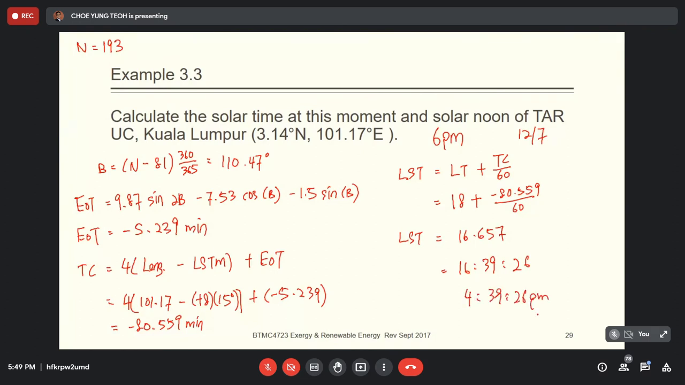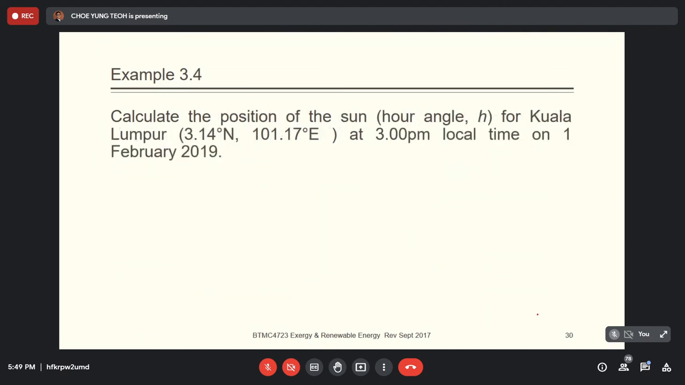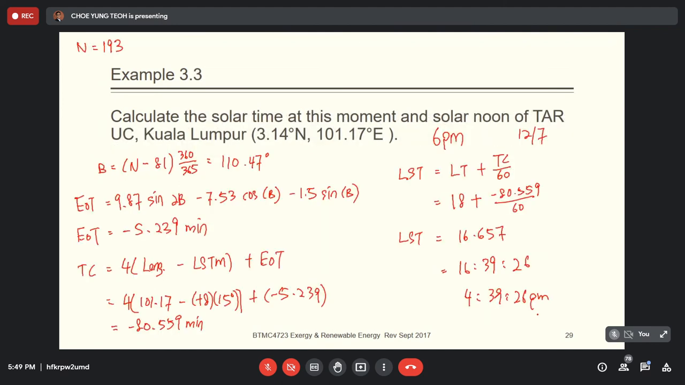4:39 p.m. to 6 p.m. A lot of calculation, but I think not difficult. We just apply the equation.